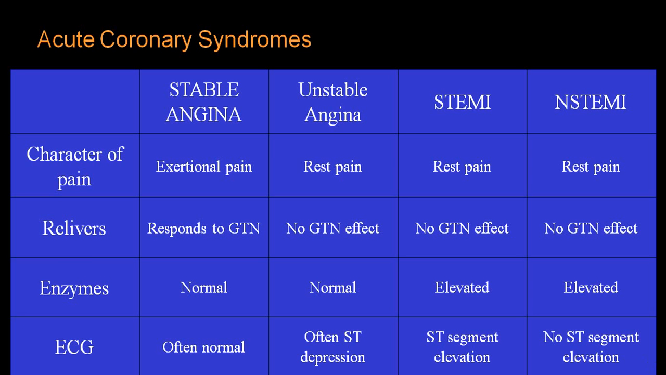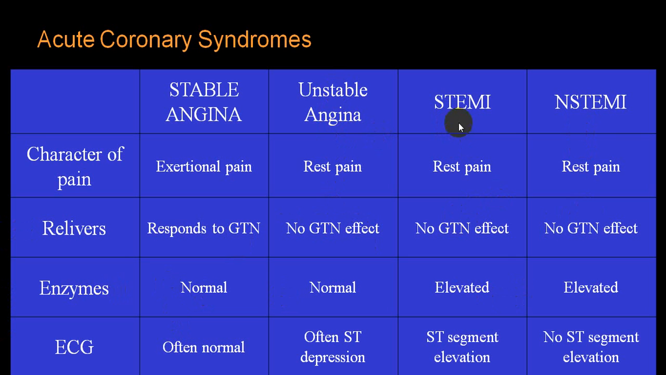This is the difference between the four: stable, unstable, STEMI, non-STEMI. We'll be repeating again in other chapters. Stable angina will have an exertional pain, while unstable, STEMI and non-STEMI will be at rest. Stable will be relieved by glyceryl trinitrate, while unstable, STEMI and non-STEMI not affected. In unstable may be partial relief, not complete relief.